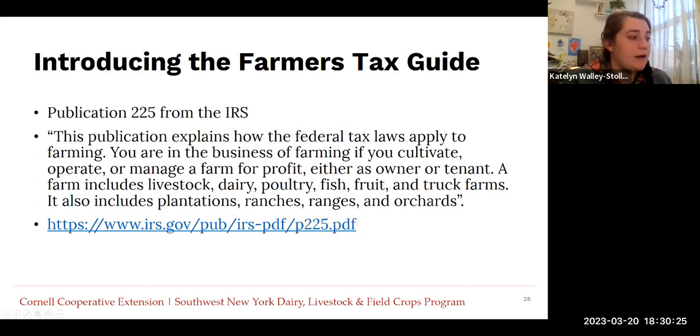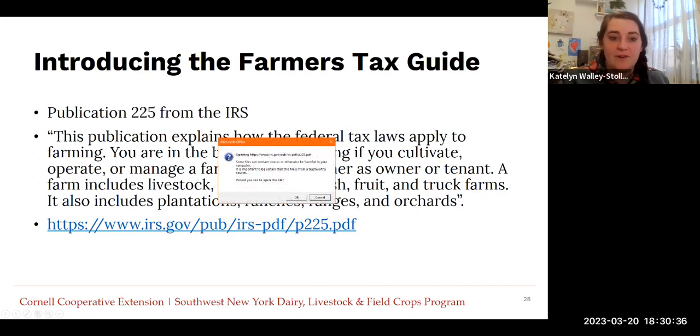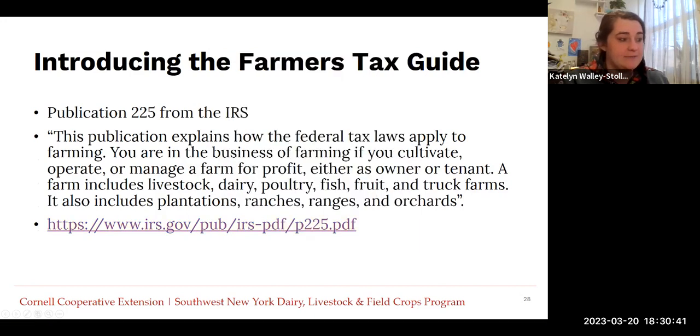If you are like me and taxes interest you, there's something we call Pub 225, and it's the Farmer's Tax Guide. This comes straight from the IRS, so you know it has accurate information.